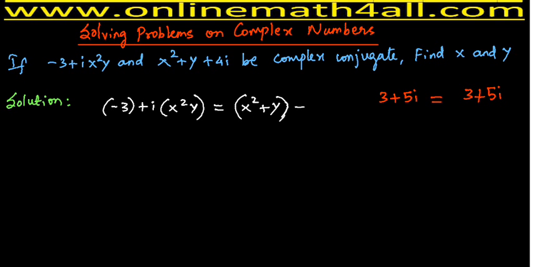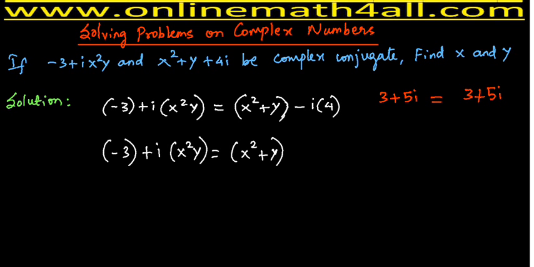So it will be negative i times 4. The next step is negative 3 positive i times x square times y is equal to x square positive y. I just take this negative sign inside the parenthesis, so it will be positive i times negative 4. Students, please don't get confused about how we have a positive sign, because I just took this negative along with this 4, so I used a positive sign here. So now these two complex numbers are equal.